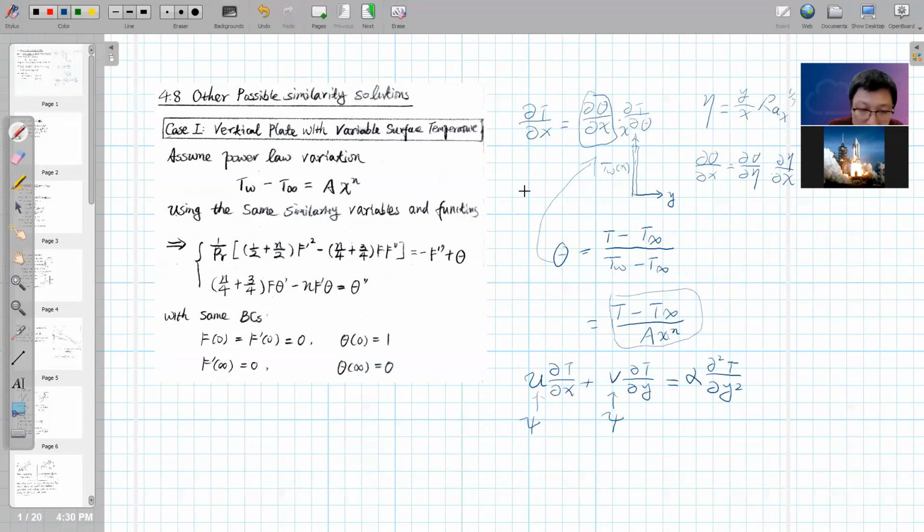Another thing when you try to derive this equation is the Rayleigh number part. Remember that when we define the Rayleigh number, it is equal to g times beta times x cubed and T_w minus T infinity, divided by mu and alpha. So this is the definition of the Rayleigh number.